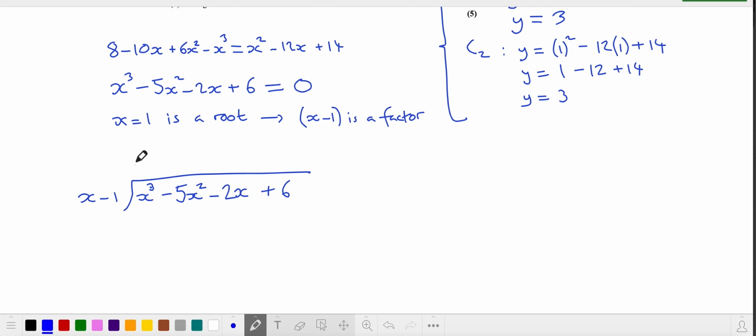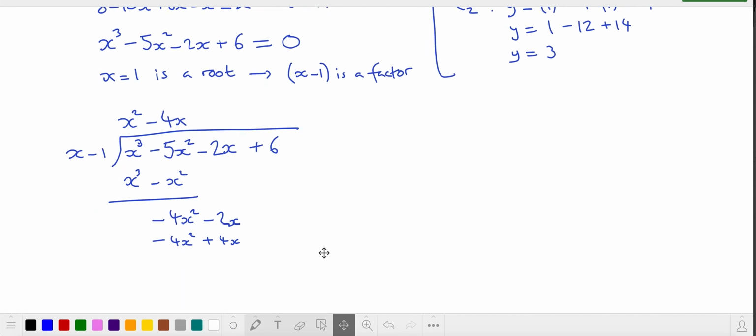X cubed divided by x is x squared. Multiply back through, we're going to get an x cubed, and we're going to get a minus x squared. So we subtract to find our remainder. Minus 5 minus minus 1 is really minus 5 plus 1. It's minus 4x squared. Bring the next term down. Divide by x gives us minus 4x. Multiply back through, and of course we get the minus 4x squared. We also get plus 4x. Minus 4x times minus 1 gives us positive 4x.